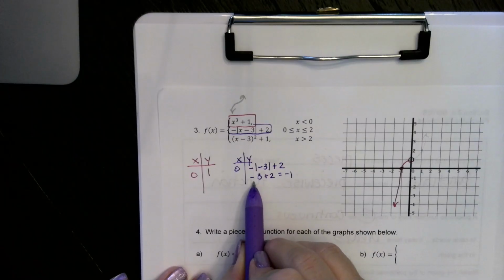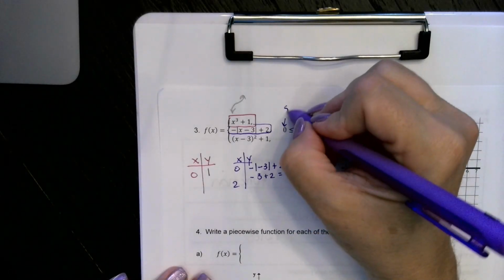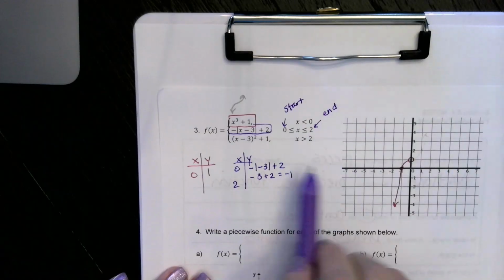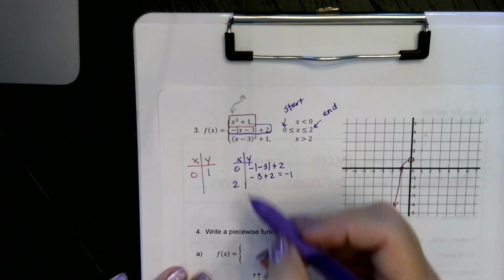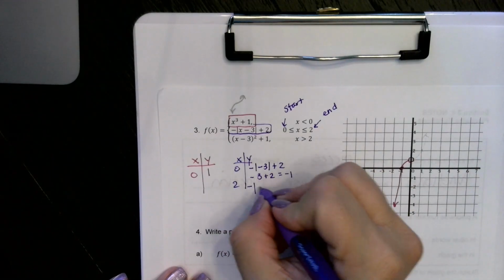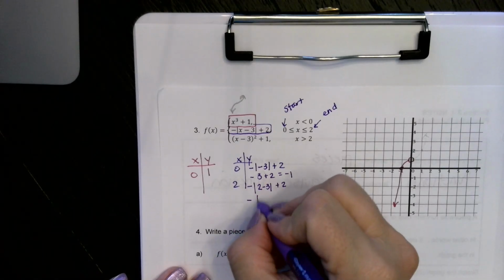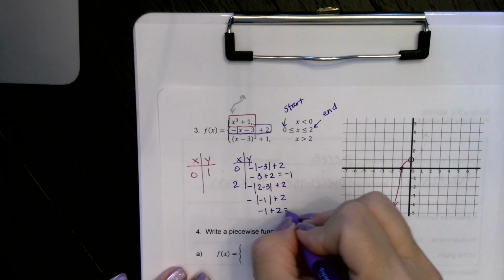So this absolute value of -3 becomes a positive 3, but I still have a negative out here, so it stays negative. Now I also want to evaluate this at 2 because this point right here is my start, but this point right here is my end. So this is going to be a line segment. It's not going to have an arrow on the end. So when I plug in 2, I have -2 minus 3 plus 2, which is -1. So -1 plus 2 is a positive 1.